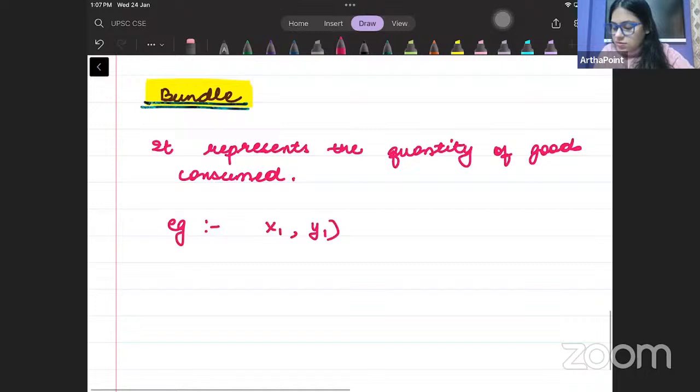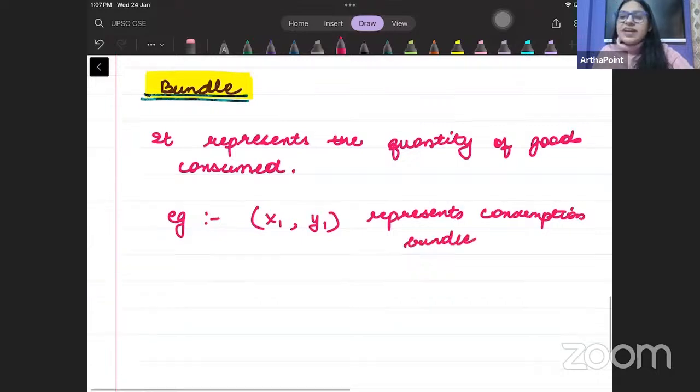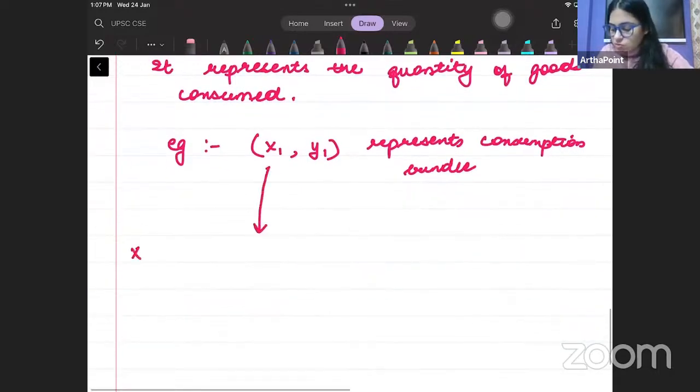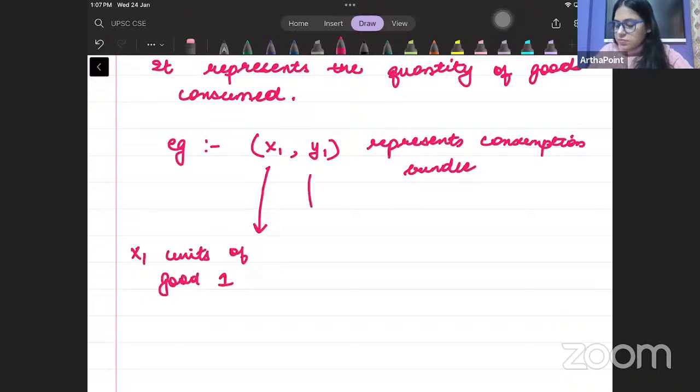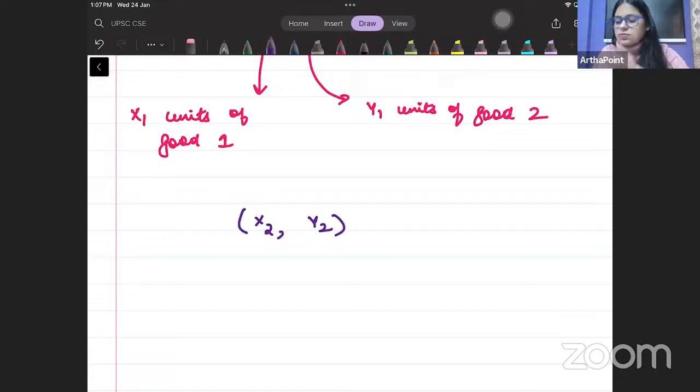x1, y1 ये रिप्रेजेंट करता है कंजम्पशन बंडल. But in this, I am saying that I am consuming x1 units of good one and y1 units of good. Right. Similarly, bache, I can go ahead and I can write x2, y2. यहाँ पे of good x, y कर देते हैं. That will be easy. Of good x, of good y.